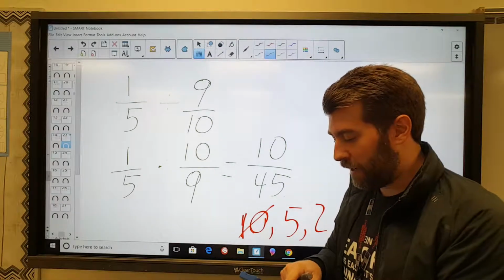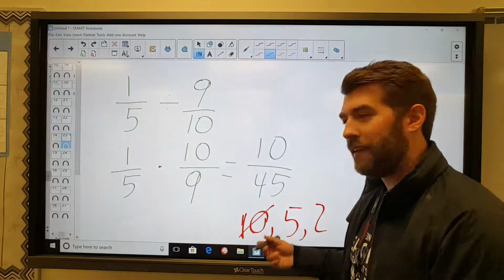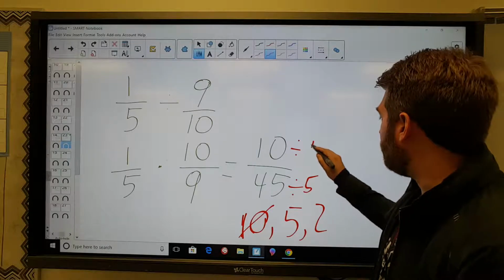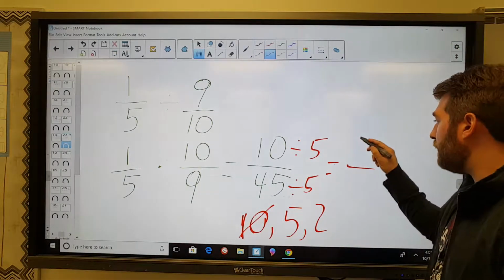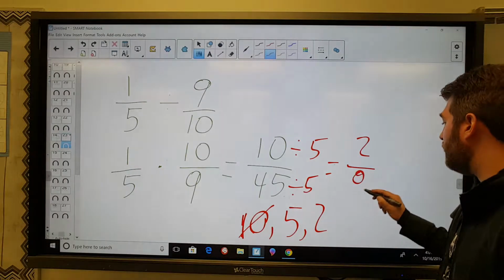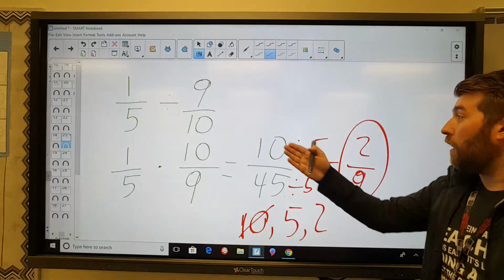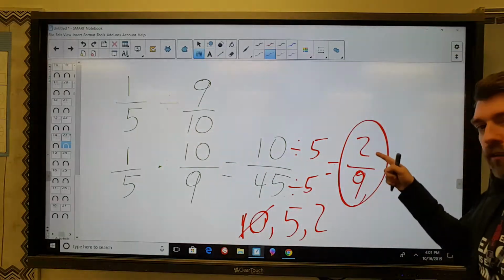45 divided by 5, and we get 9. No decimal, went in evenly, so it works. So we're dividing by 5. 10 divided by 5 is 2. 45 divided by 5 is 9. So our final reduced fraction of 1/5 divided by 9/10 equals 2/9.